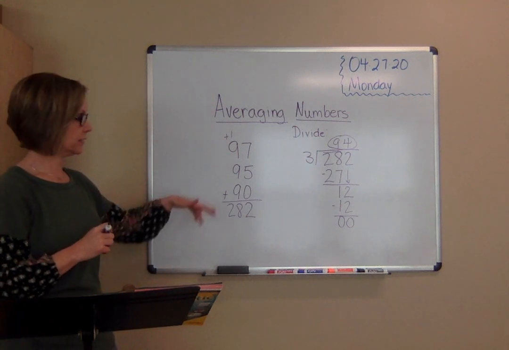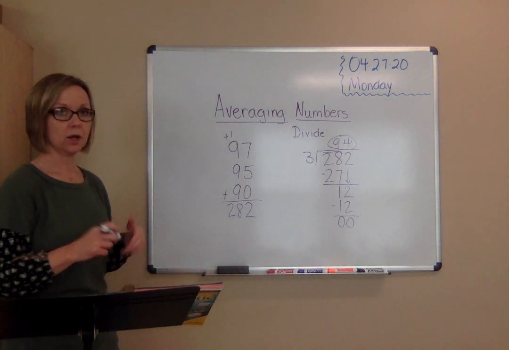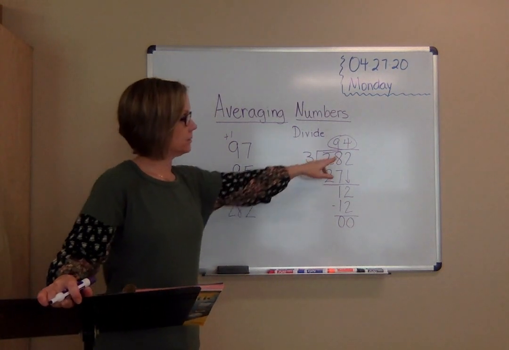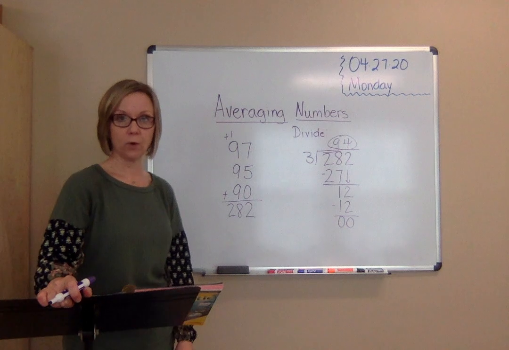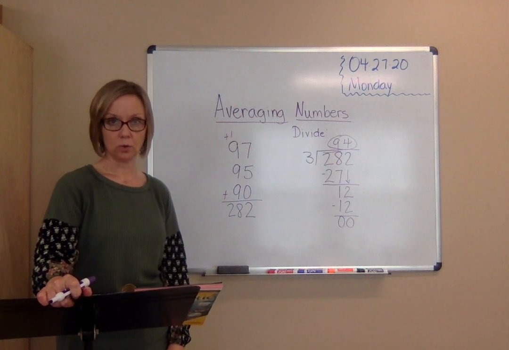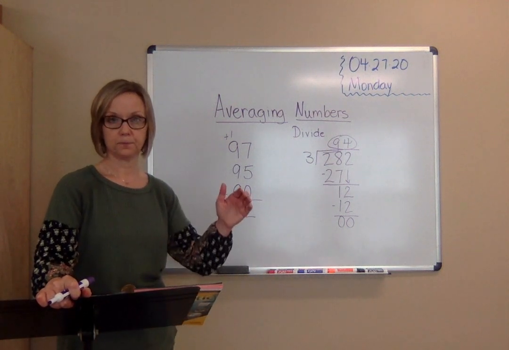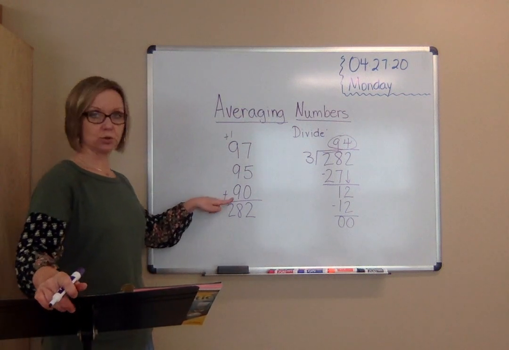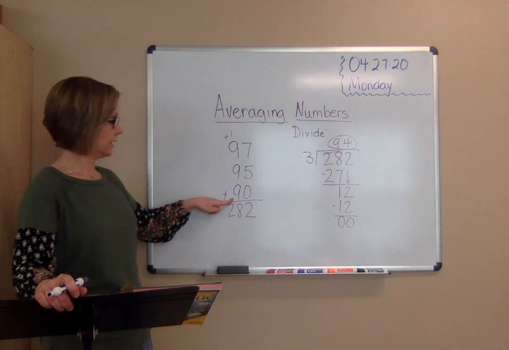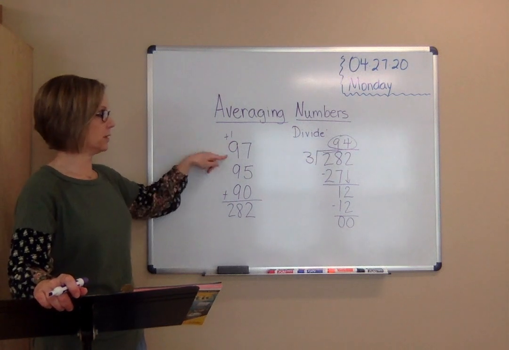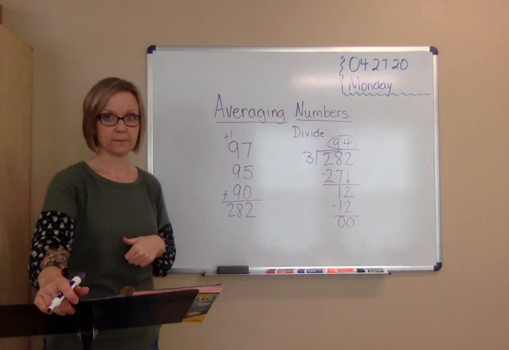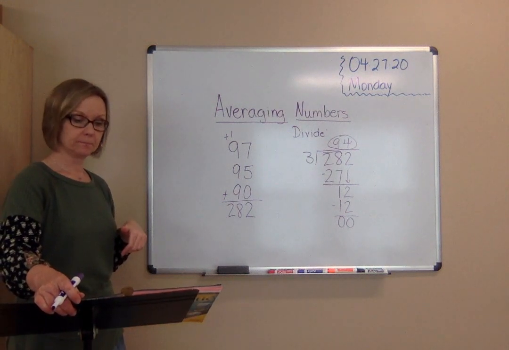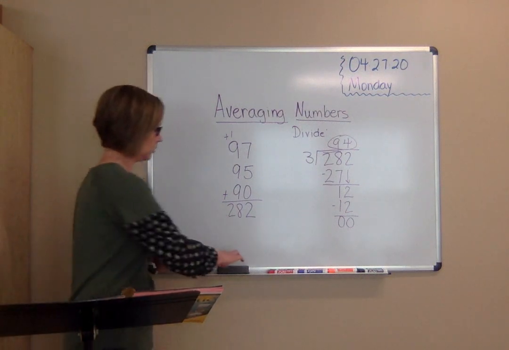So just pretend if 97, 95, 90 were your grades in math, I would average them and come up with a 94 on your report card. And if you notice, 94 does not drop below 90, and it does not go above 97. It's in the middle. Okay? All right, so let's look at number 1 quickly.